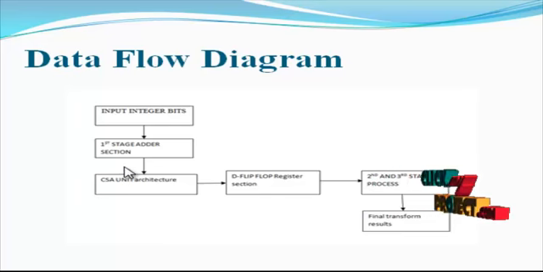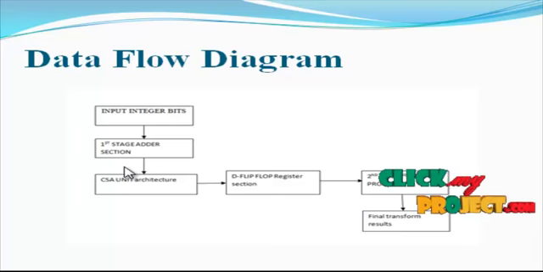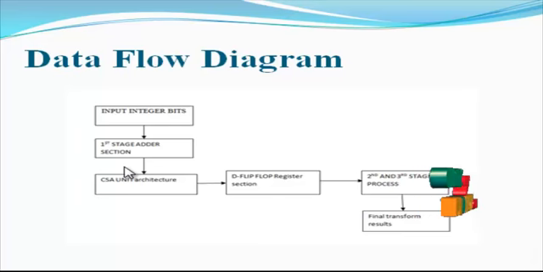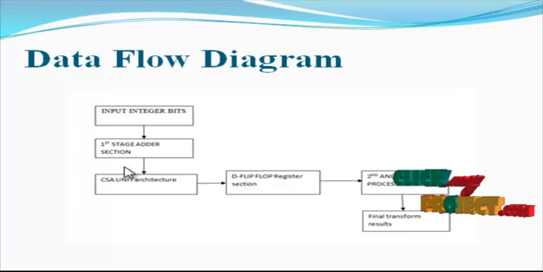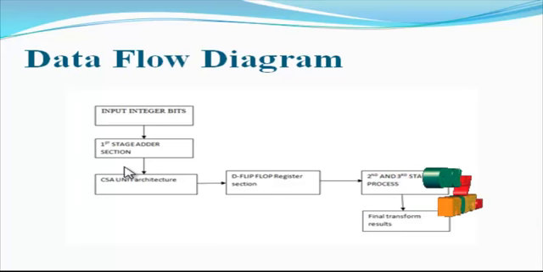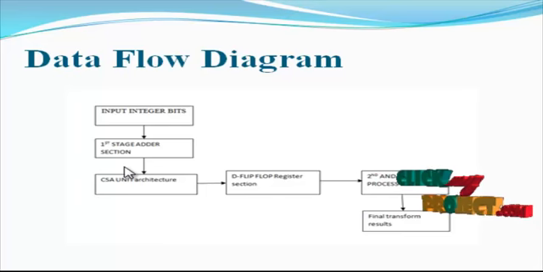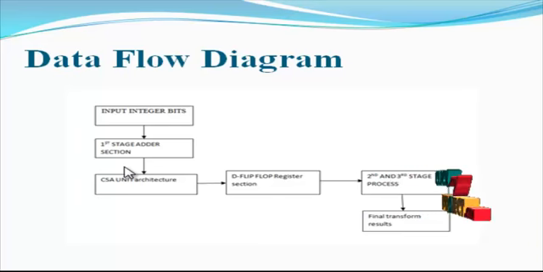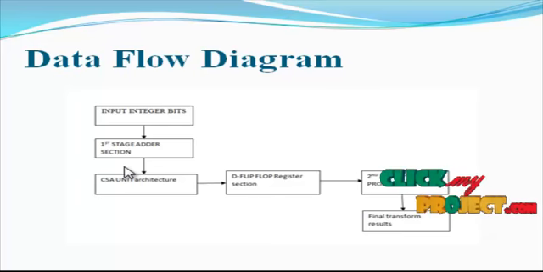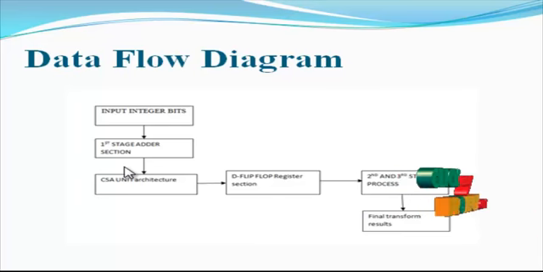In each addition section, we apply the CSA unit and then the register element. The third process applies to the 9-bit results, then the CSA unit addition process, then the register element architecture, and finally gives the final transform results of the DCT architecture. This overall architecture uses only 14 additions across the first, second and third stages. The storage elements are mainly D flip-flop register elements. These blocks are applied to the overall DCT architecture.